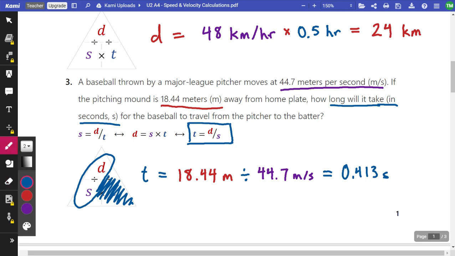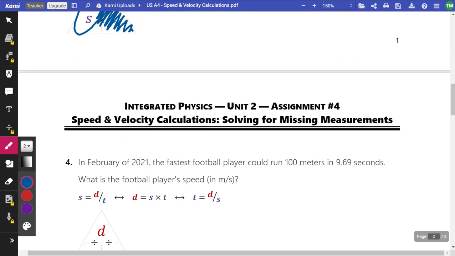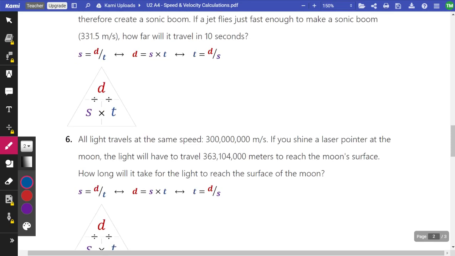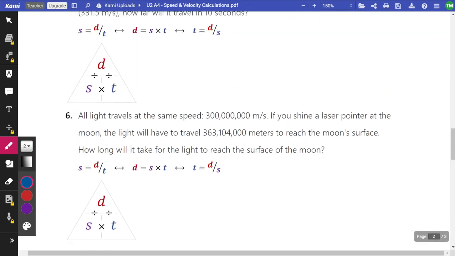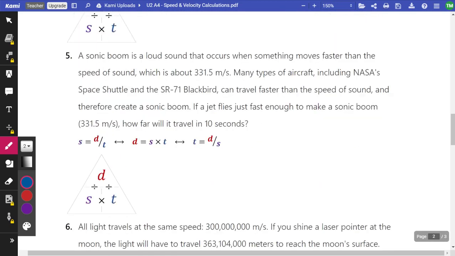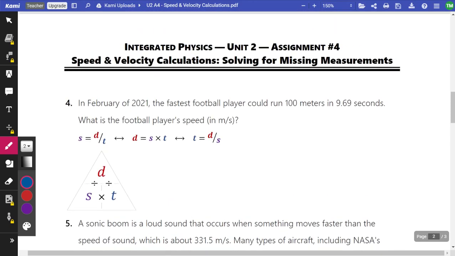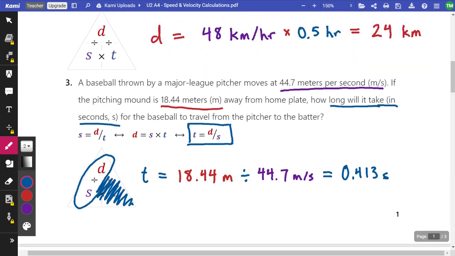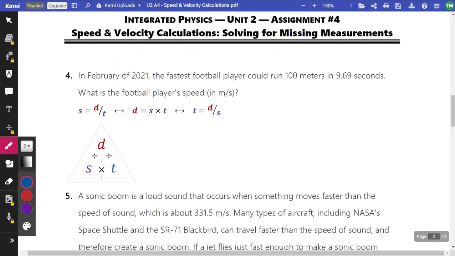Okay, let's do another example. Numbers 4, 5, and 6 are all pretty similar to the ones that we've already done, but I step up the difficulty a little bit. In number 4, I don't lay out quite so cleanly what the distance and the time is, so I don't have it with parentheses and stuff around it.